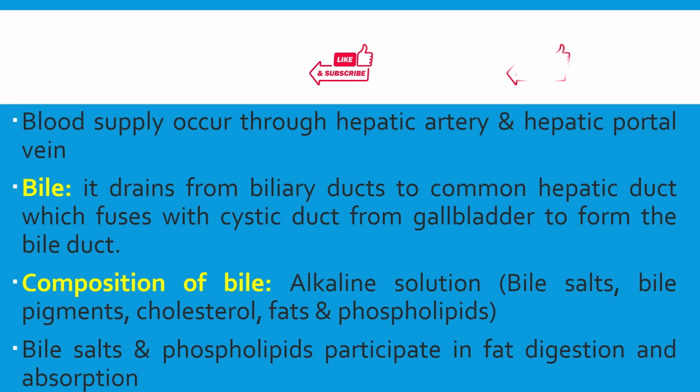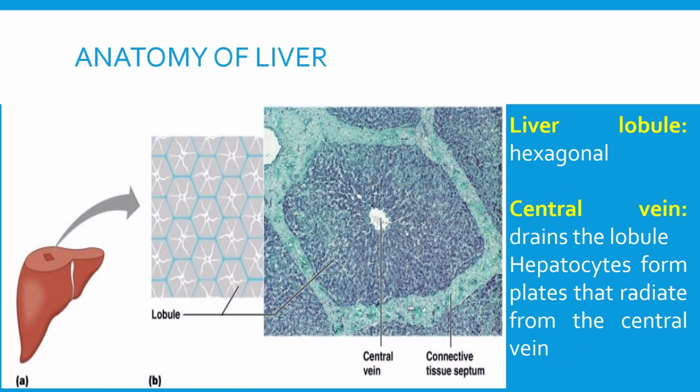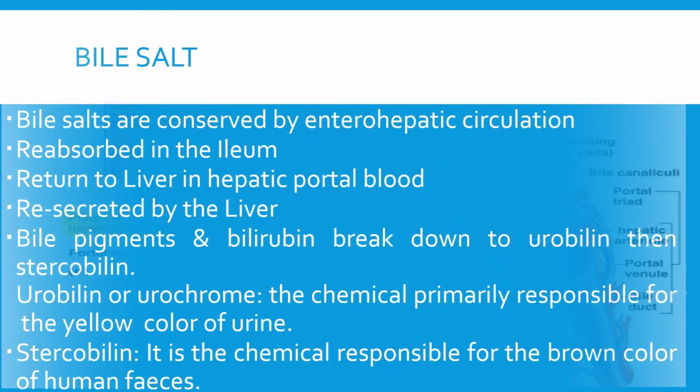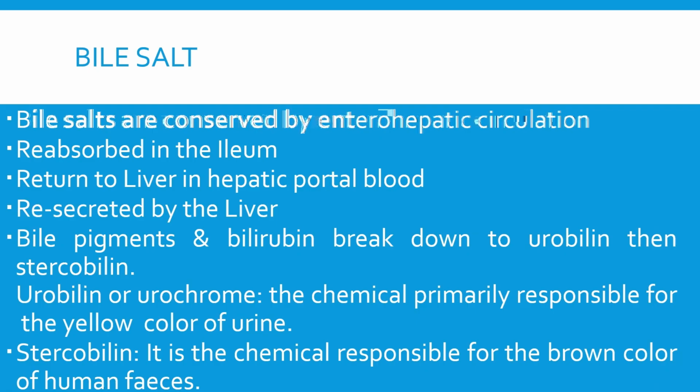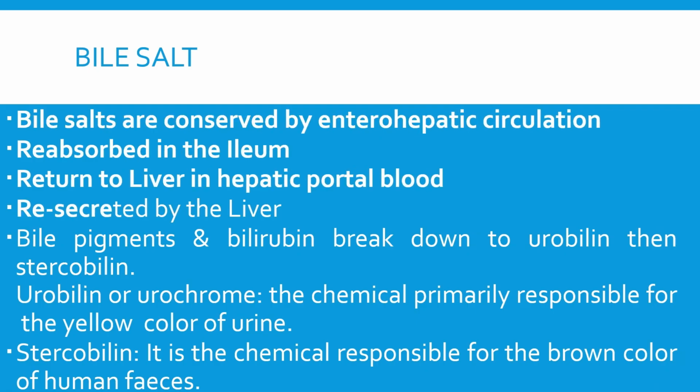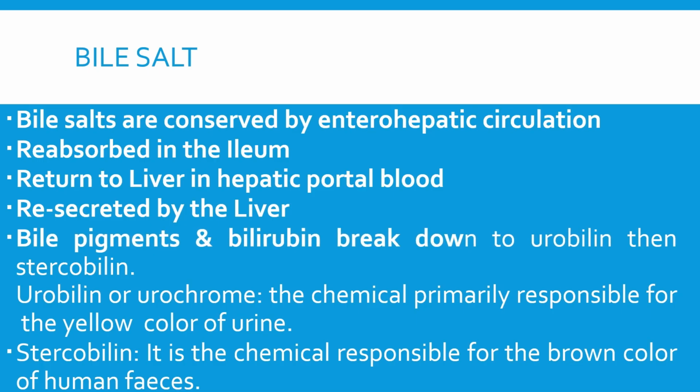Bile drains from biliary ducts to the common hepatic duct, which fuses with the cystic duct from the gallbladder to form the bile duct. Composition of bile: an alkaline solution of bile salts, bile pigments, cholesterol, fats and phospholipids. Bile salts and phospholipids participate in fat digestion and absorption. Bile salts are conserved by enterohepatic circulation. They are reabsorbed in the ileum, return to the liver in hepatic portal blood, and are resecreted by the liver.